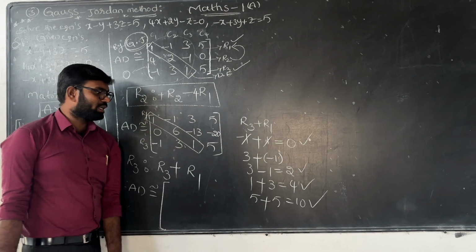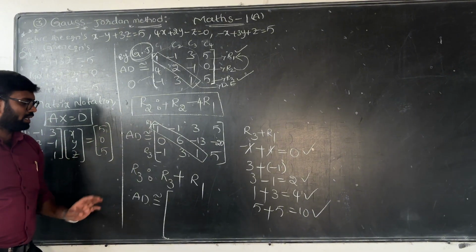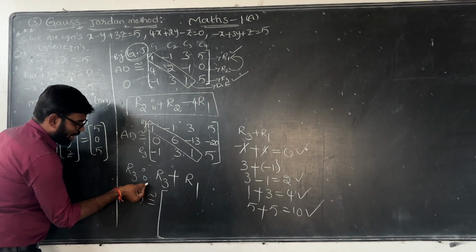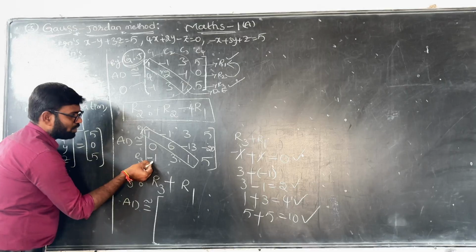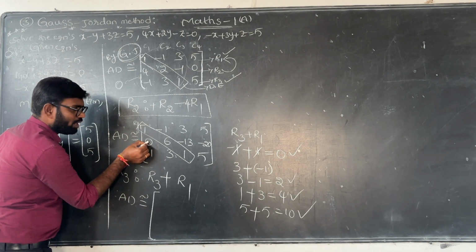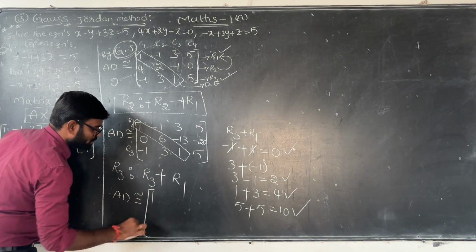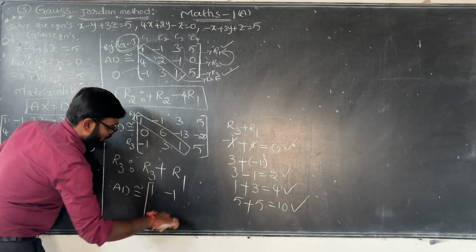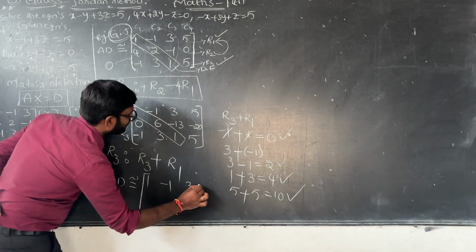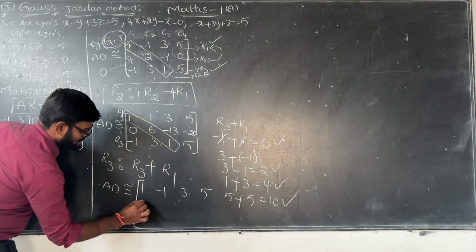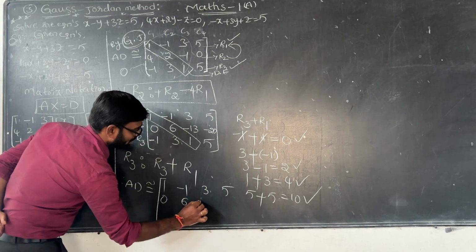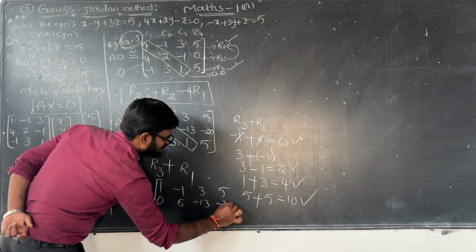So again we will get the R3 resultant elements. Now substitute. So here the operation is applied to R3 only. As we did not apply any operation to the first row and second row, there is no changing of these elements. So simply write down same as it is. 1 minus 1 3 5, 0 6 minus 13 minus 20.